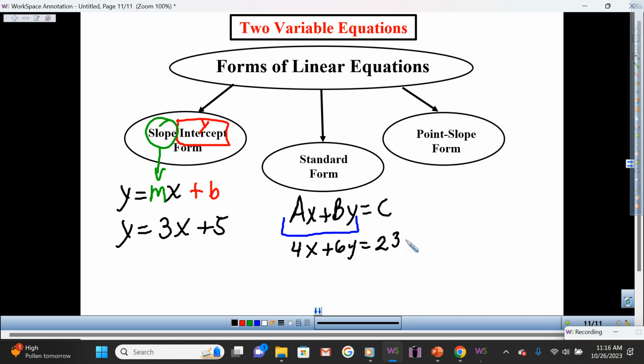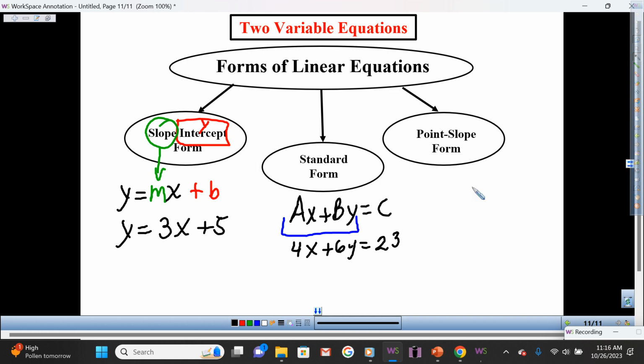If I was to ask you what B is, you would tell your neighbor what B is on that equation. What is B, everyone? 6. That is correct because it's in standard form. We can match it up.